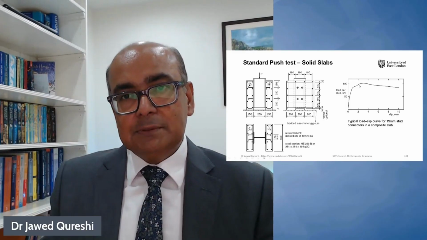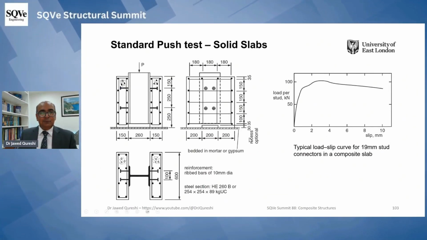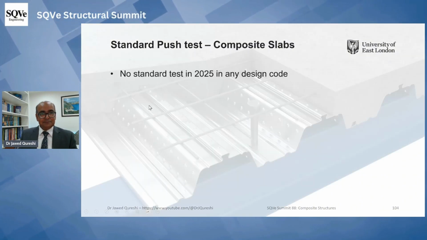So in a beam you will have this slip which is far more than 6 millimeter, but in testing for profile sheeting slabs you will not have 6 millimeter. And to account for that, we did lots of testing. I did testing in the horizontal direction as well. So this is testing in the vertical direction.